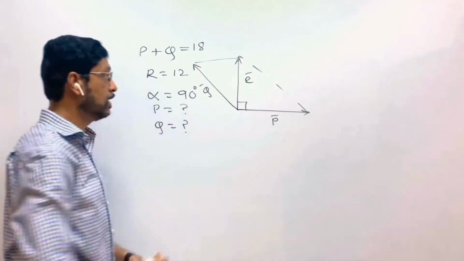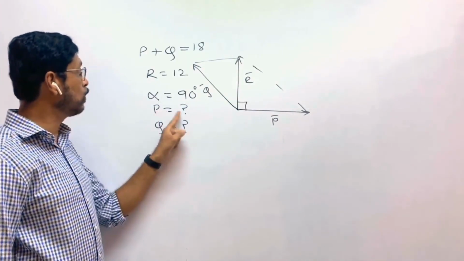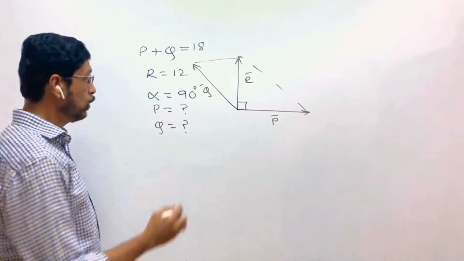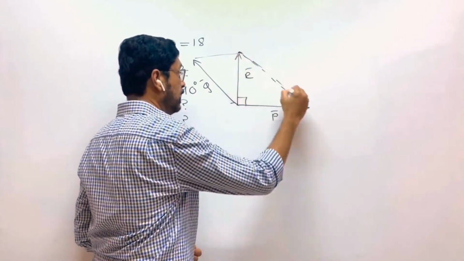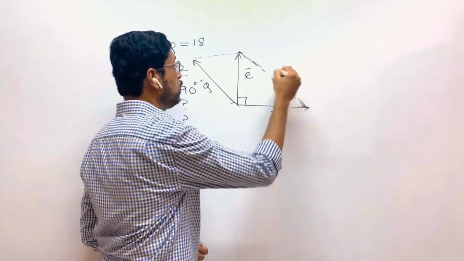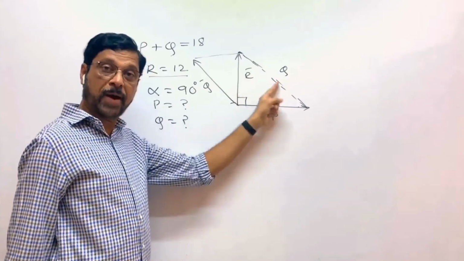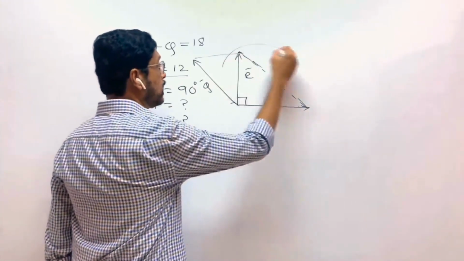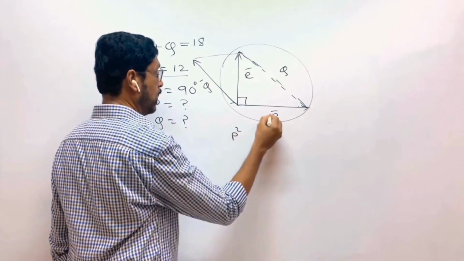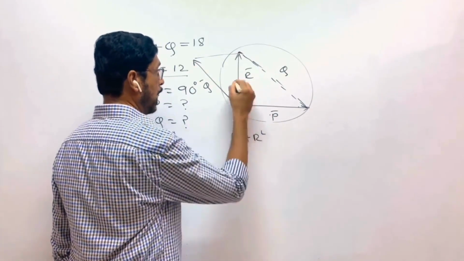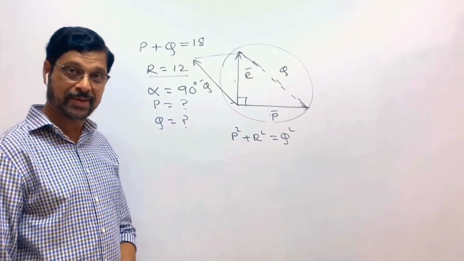This angle is 90 degree, right? We have to find the magnitude of P and Q. So this is vector P. What will be this one? This will be Q, opposite sides of a parallelogram. So from this triangle, you can say that P square plus R square is equal to Q square, right?